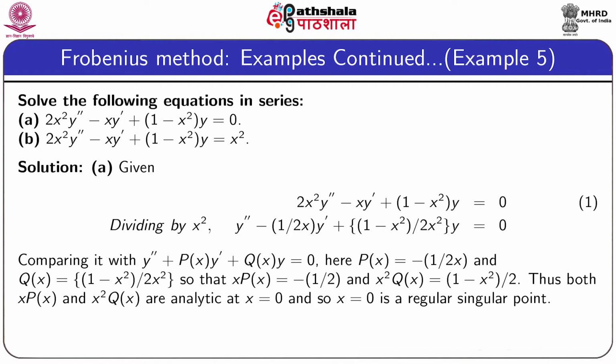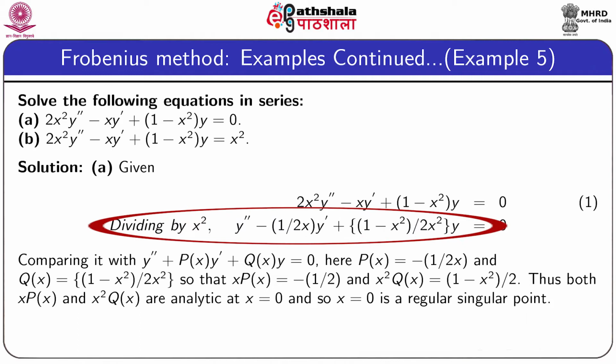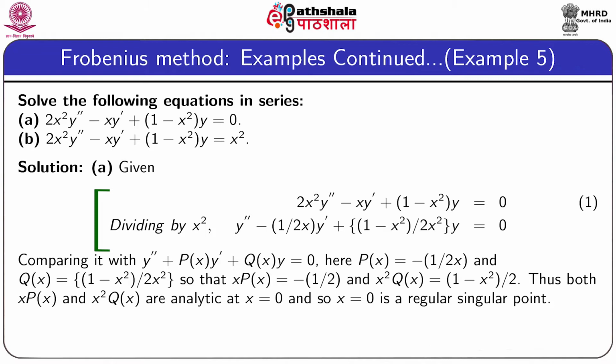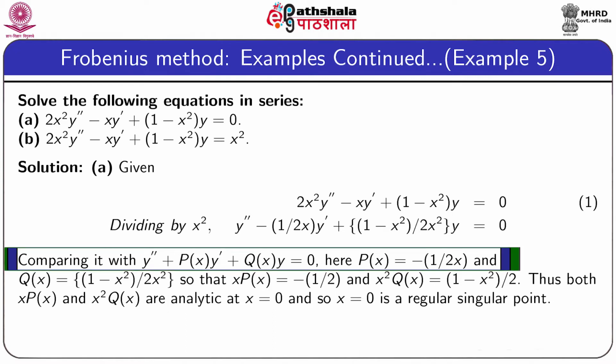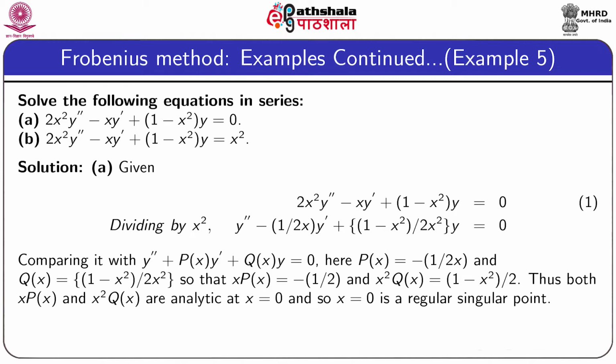The given differential equation, we divide it by x² and we get y'' − (1/2x) y' + ((1 − x²)/2x²) y = 0. If we compare this differential equation with y'' + p(x) y' + q(x) y = 0, we will get p(x) = −1/(2x) and q(x) = (1 − x²)/(2x²). So if you calculate x p(x) and x² q(x), you will see that both these functions are analytic at the point x = 0. And hence, we conclude that x = 0 is a regular singular point.